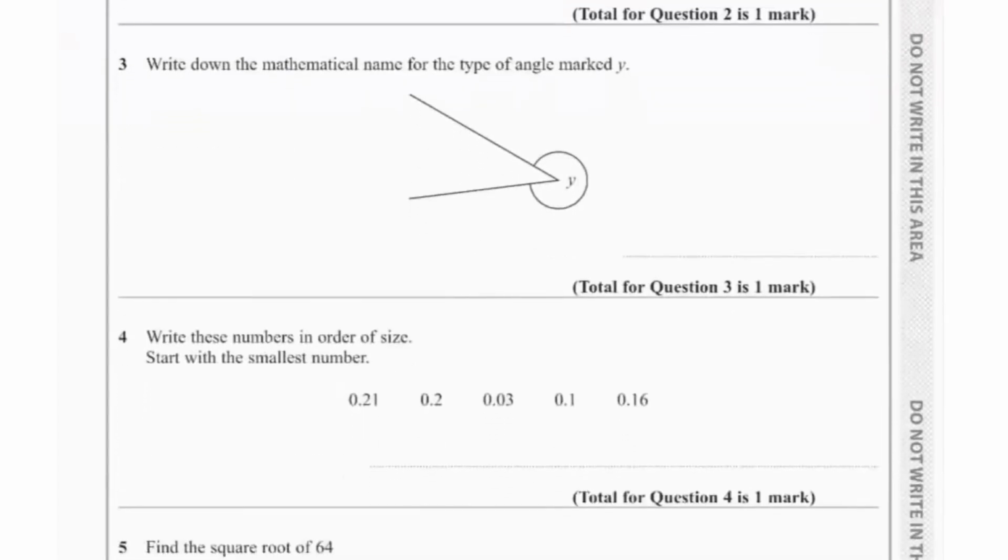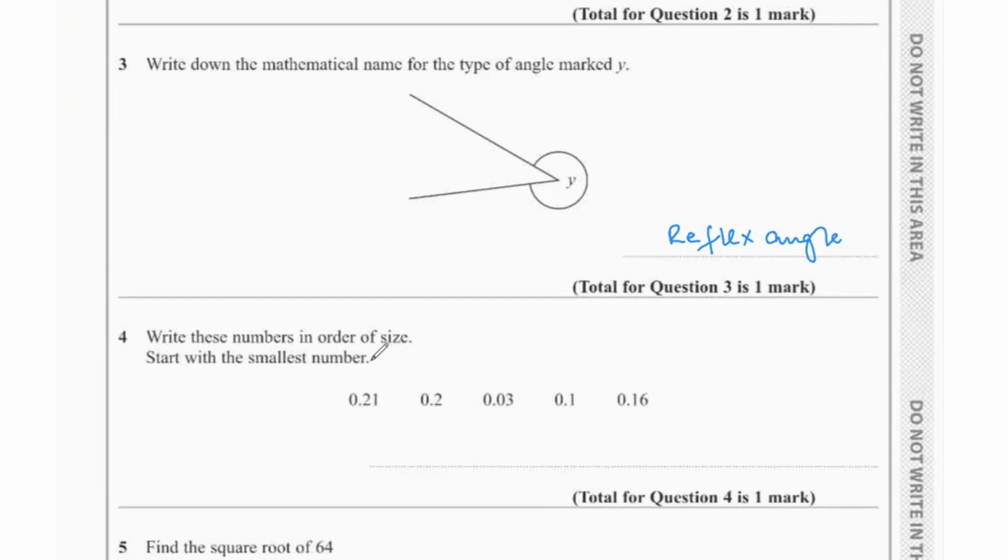Question 3 says, write down the mathematical name for this type of angle marked Y. So any angle that is greater than 180, that's a reflex angle. So this is reflex angle.